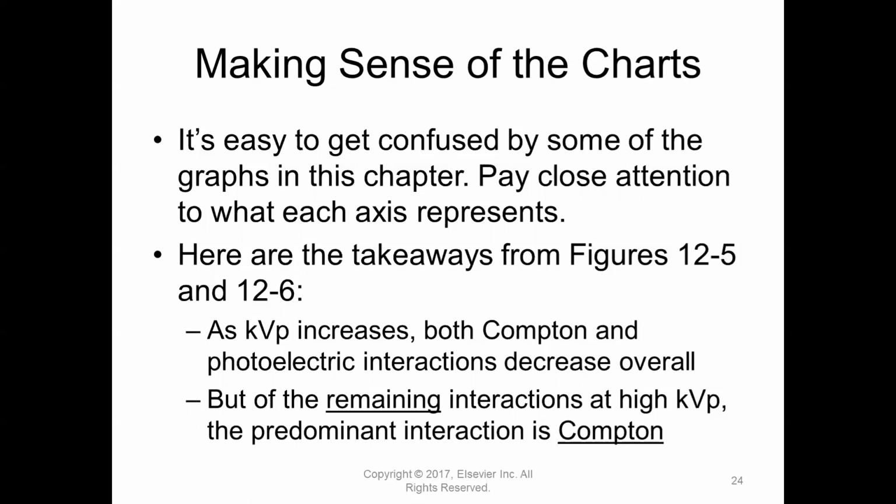As you increase your kVp, you are decreasing both your Compton and your photoelectric interactions overall. Decreasing interactions means more transmission. So that's takeaway number one. As you increase your kVp, your odds of interacting at all are going to decrease. More chance that you're going to transmit.